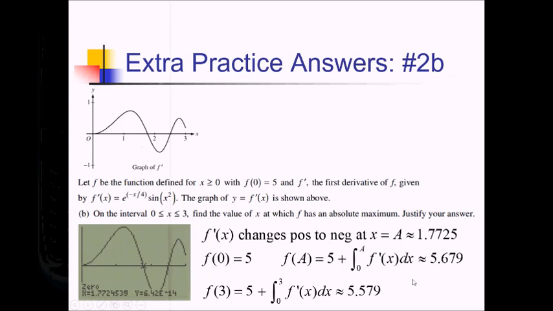All right, so out of all of these, it's looking like a gives us a slightly higher value. So our max happens at x equals a, which we've already labeled. It's 1.7725, but you could write it again if you wanted to.